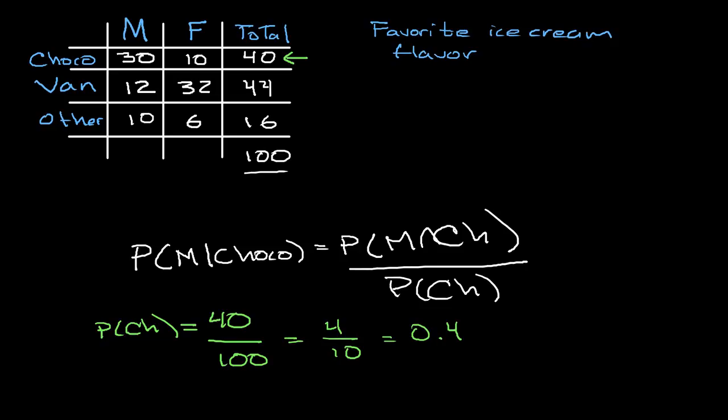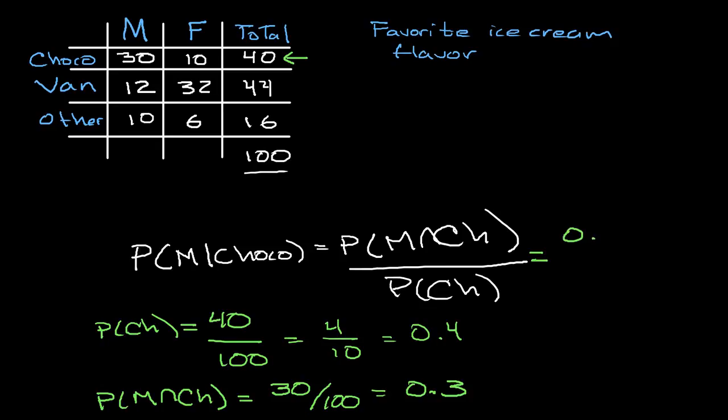Now for the intersection between males and chocolate. So now we look at the row of chocolate, the column of males, and we can see that the intersection is just 30. But we want to compute probabilities, so we need to do 30 over 100, which is just 0.3. So I believe we have everything that we need to compute this conditional probability.